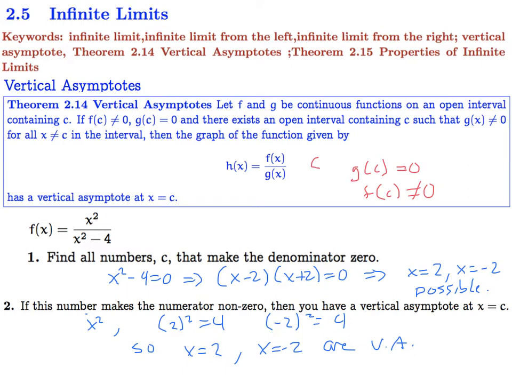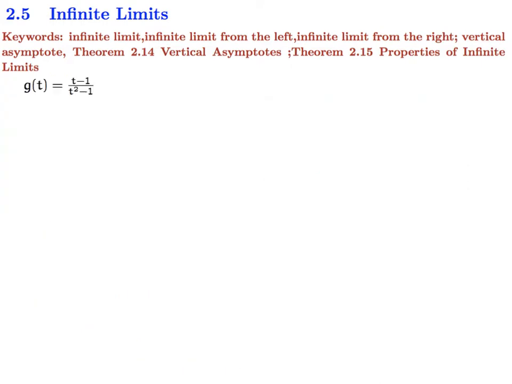It's a nice quick way to check if we have vertical asymptotes. They cause basically divide by 0 problems, but it's not a 0 in the numerator. So while this seems pretty easy, let's try a few more examples to see what could happen. So now suppose instead we have our function g of t is equal to t minus 1 over t squared minus 1, and we'll follow the steps from before.